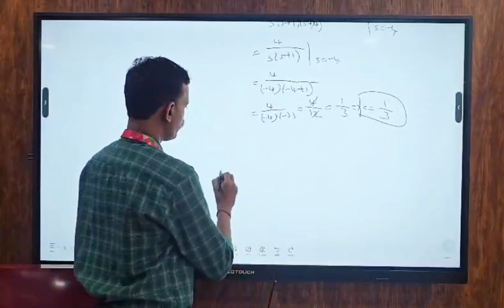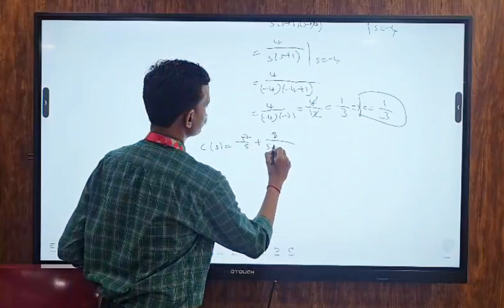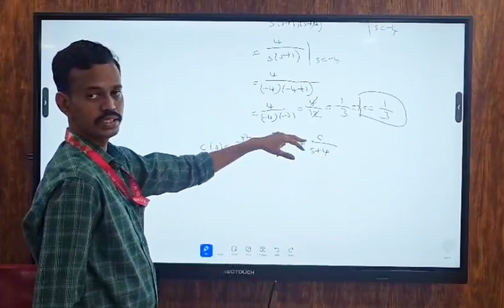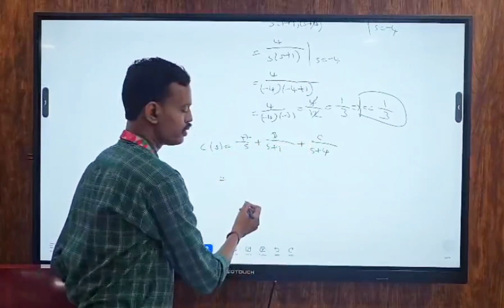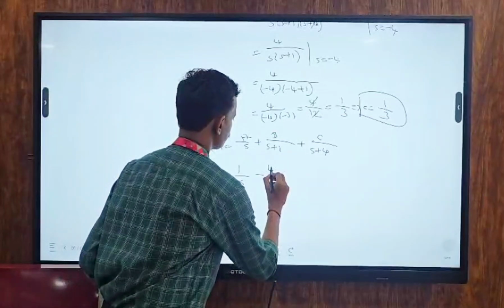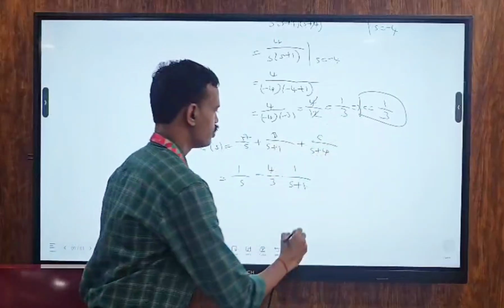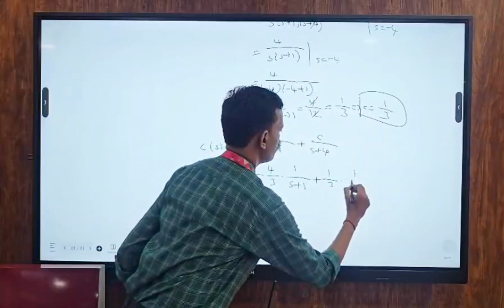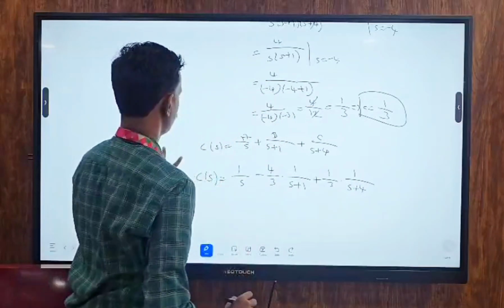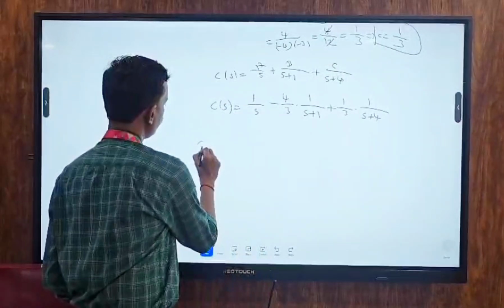We know the partial fraction equation C(s) = A/s + B/(s+1) + C/(s+4). Substituting the A, B and C values: A is 1, so 1/s; B is -4/3, so -4/3 times 1/(s+1); C is 1/3, so plus 1/3 times 1/(s+4). Next we find the response c(t).